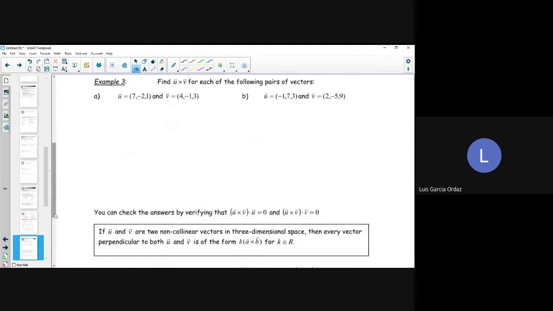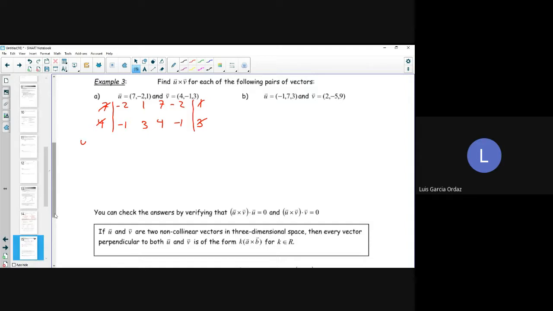I want to find the cross product of u and v for each of the following vectors. So again, let's take my order. I got 7, -2, 1, 7, -2, 1. I get 4, -1, 3, 4, -1, and 3. We disregard our first entries because they are not part of our cross product notation.